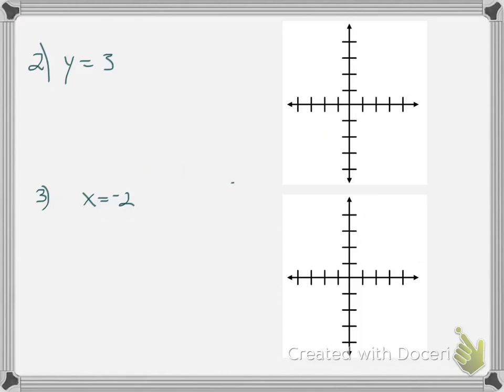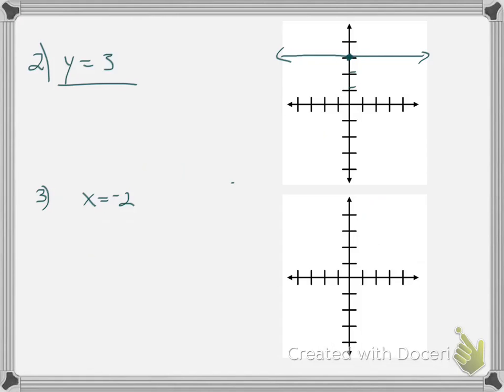What you're going to do, go in the direction of the variable that is in your equation. So I'm going to go in the y direction, +3 for this first one. 1, 2, 3. And I'm going to put my point there. My line is going to go in the other direction. Since I went up 1, 2, 3, my line goes perpendicular to that, which is left and right. So that's the equation of the line y equals 3.